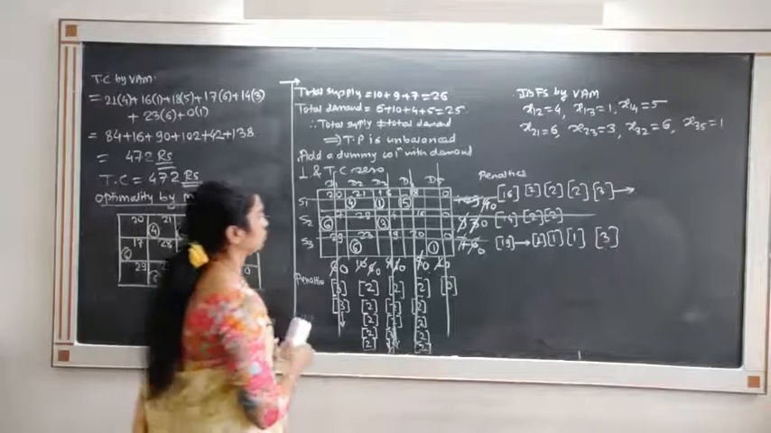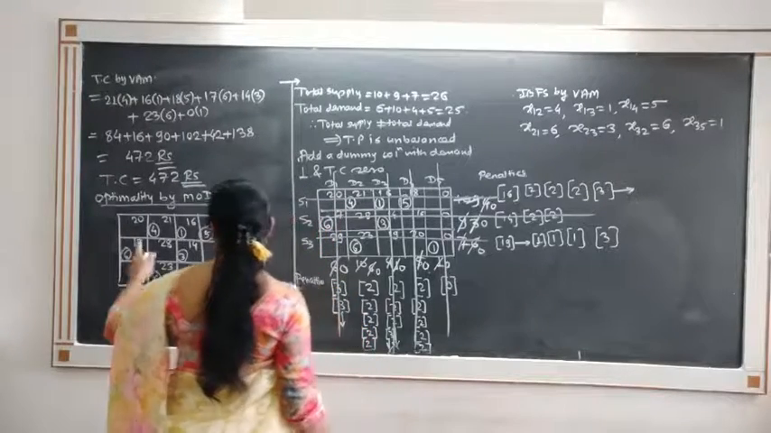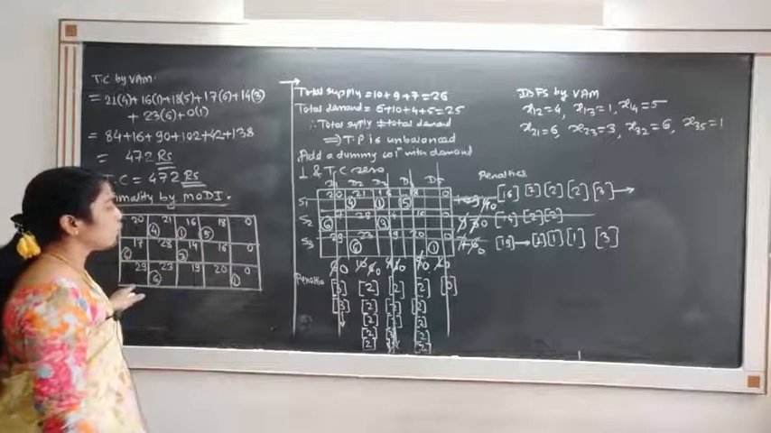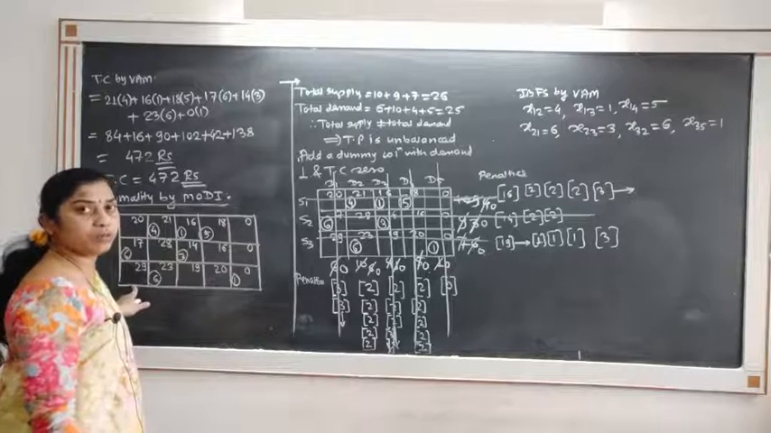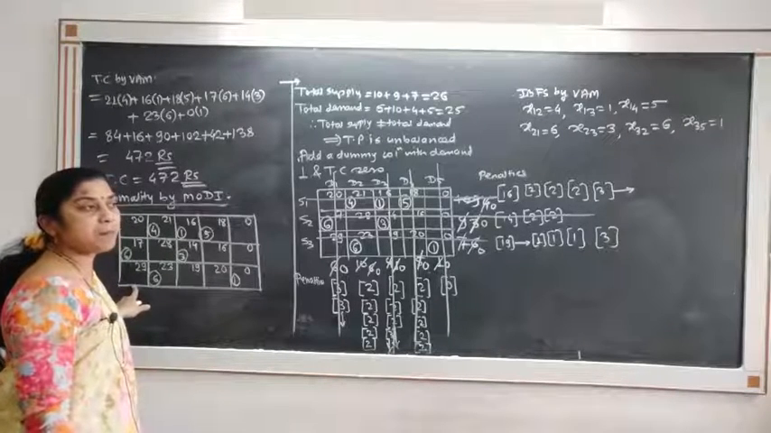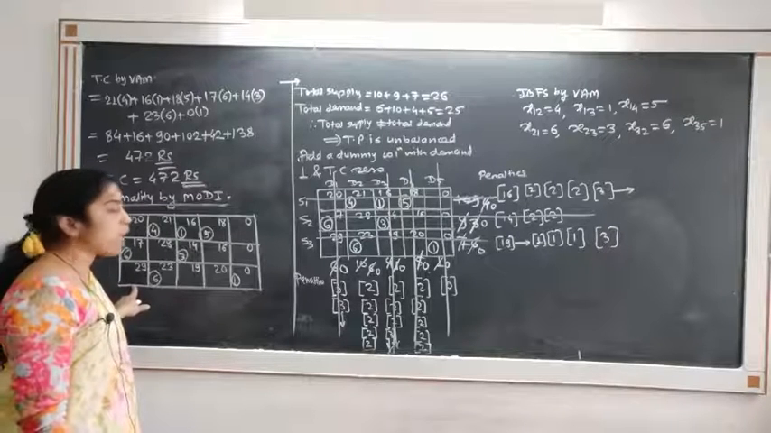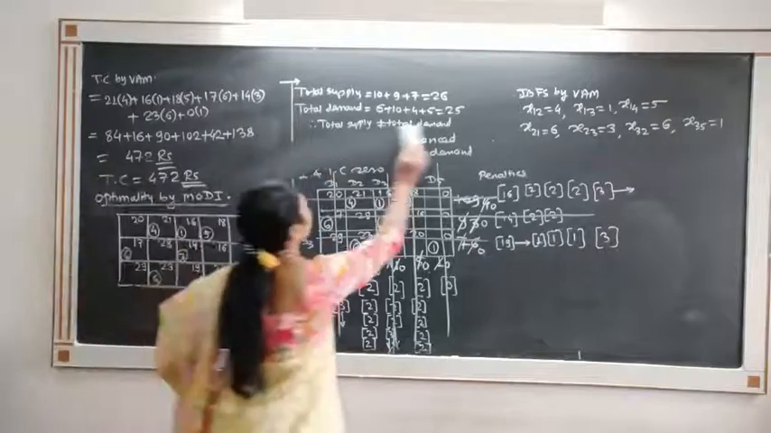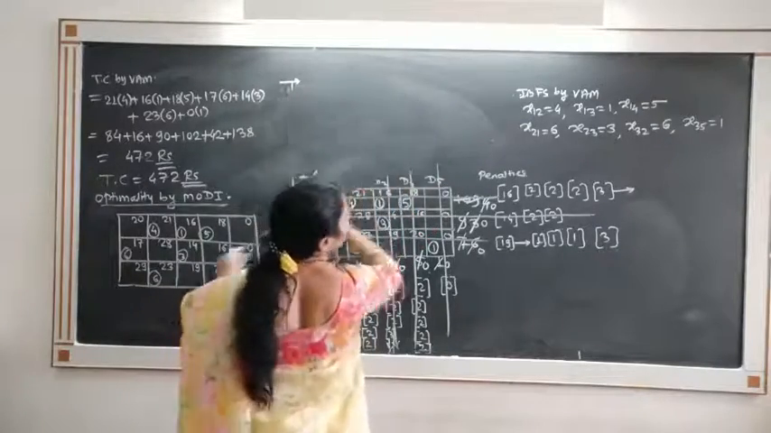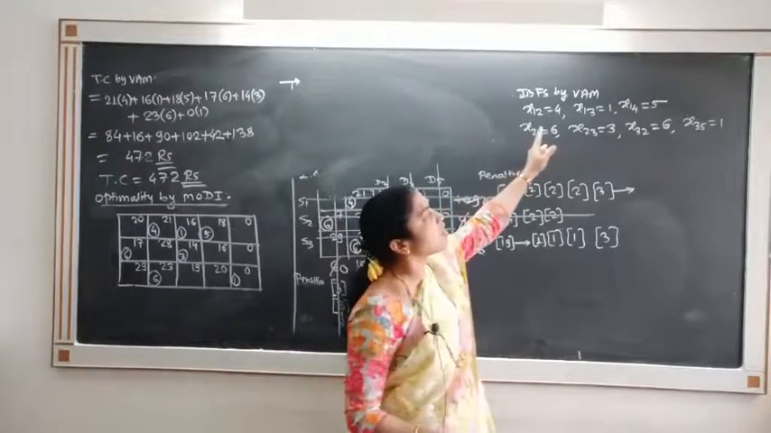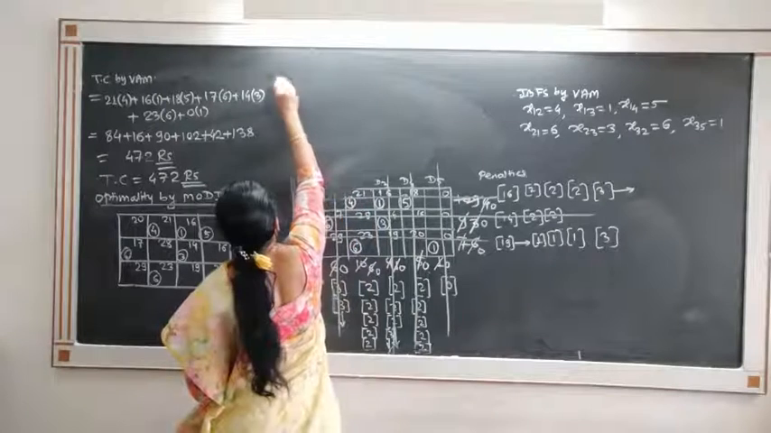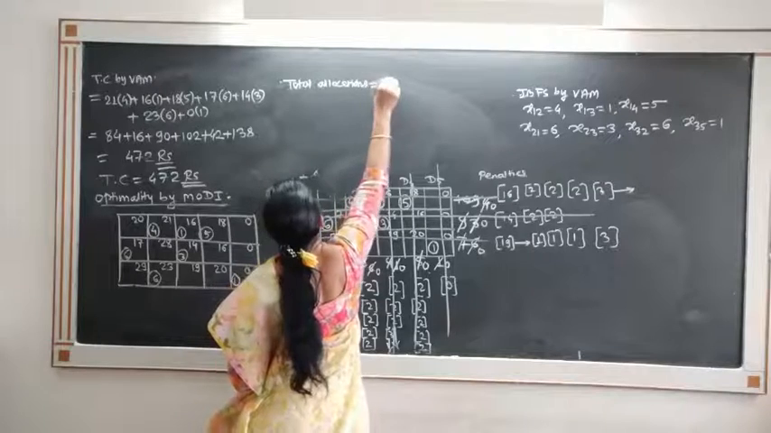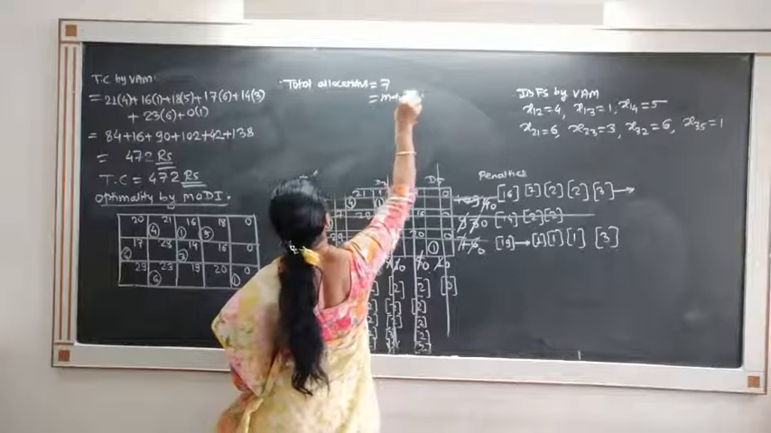Now see, total rows 3, columns 5. So the number of allocations must be m plus n minus 1. M is 3, n is 5, 3 plus 5 minus 1, that is 7. So allocations must be equal to 7. Observe that there are 7 allocations, and that is nothing but m plus n minus 1.